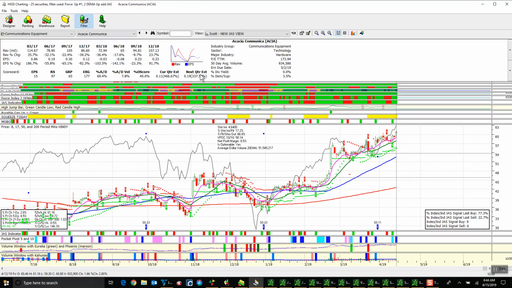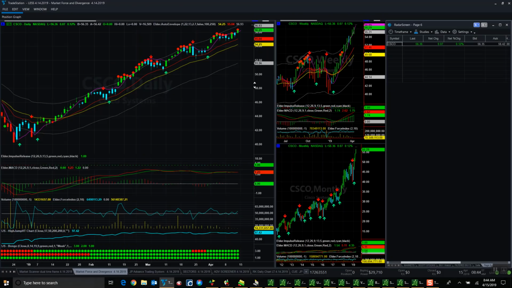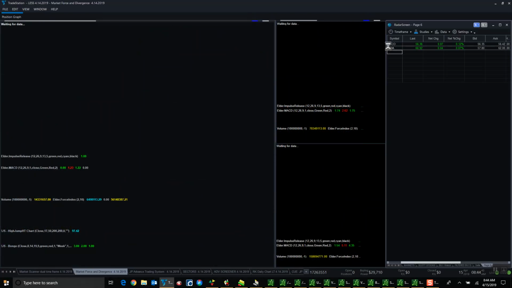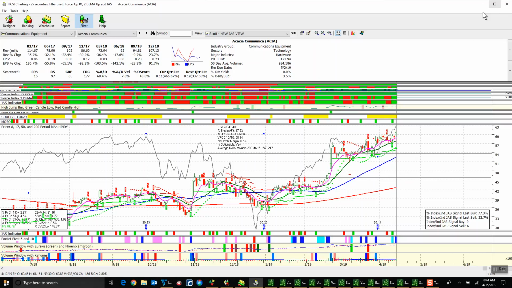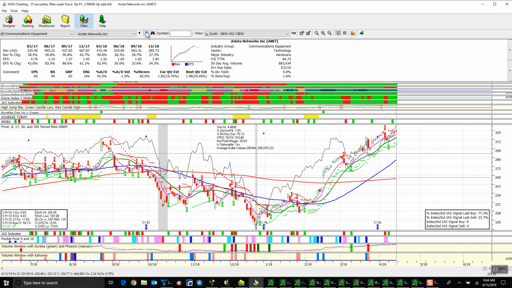But like Cisco, is it getting overdone? ACIA, which one's more extended? Simple. No, the MACD divergences have worn off. Also up at the upper envelope here, and it's at 75%. I'd rather own Acacia right now than Cisco. Here's another big player, Arista Networks. All right, so there's clearly strength in communication equipment.